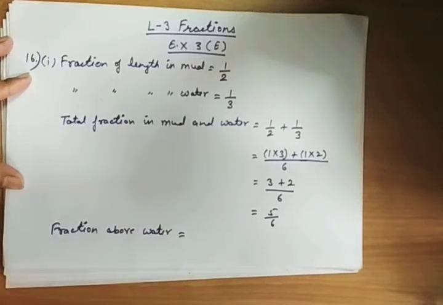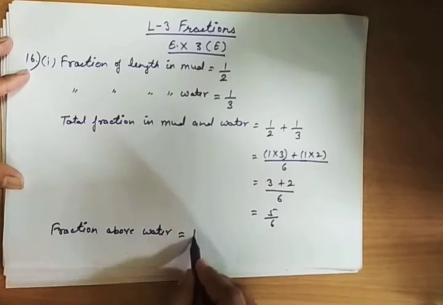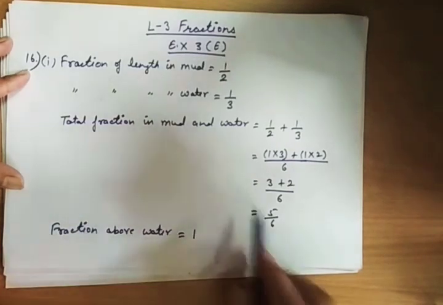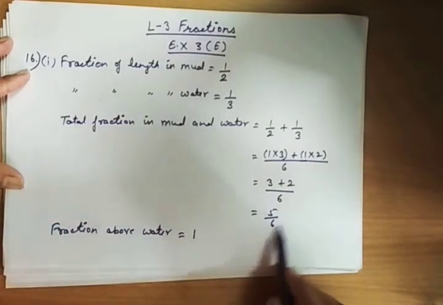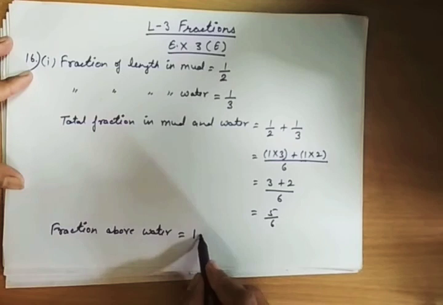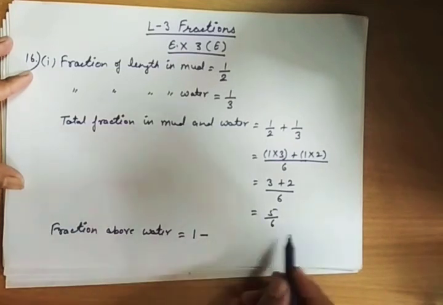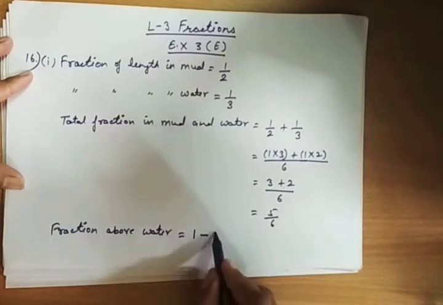Beta, the whole of anything, fraction, you know is a part of a whole, but when we are talking about the whole thing we always consider it as 1. Now how much fraction is in mud and water? That is 5/6 and we need to find the fraction which is above water. So we will subtract the portion which is inside the mud and water.